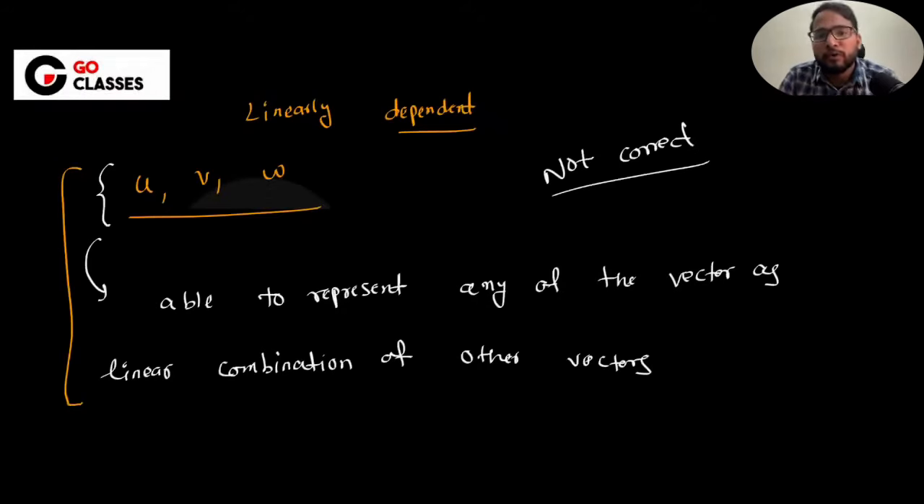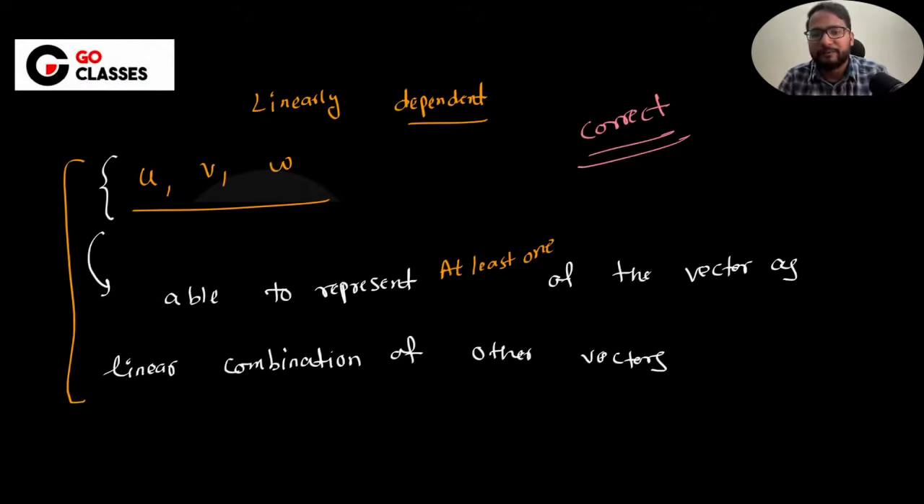Now, suppose I say that we are able to represent any of the vectors. Is this true or false? If I'm saying any vector of your choice, can you represent it as a linear combination of other vectors? Then the answer is no, right? Any of the vectors, no. But at least one, then it is correct.